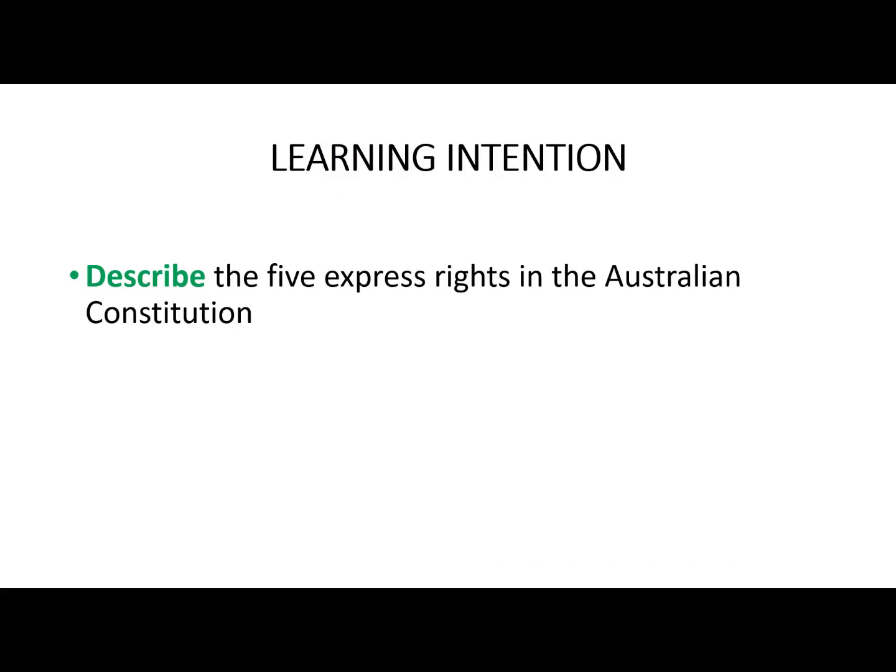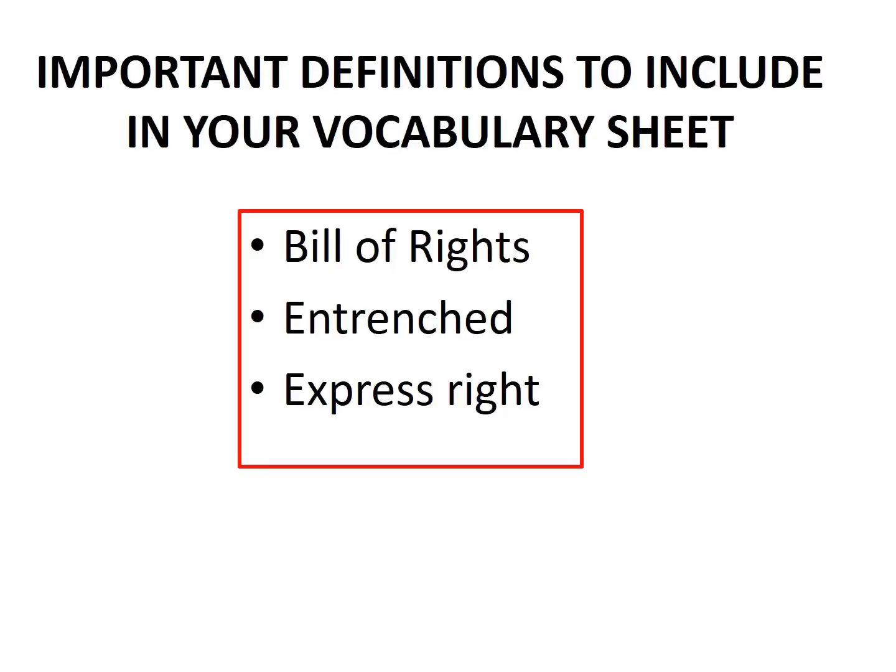This learning intention is that you should be able to describe the 5 express rights in the Australian Constitution. Make sure that you write this learning intention down in your Cornell notes. Keep an eye out for the definitions of the terms that are included on this slide. These are the definitions that you'll need to include in your vocabulary sheets.